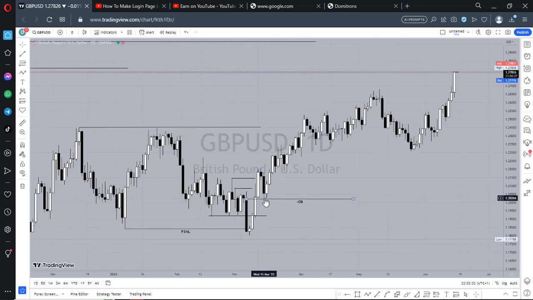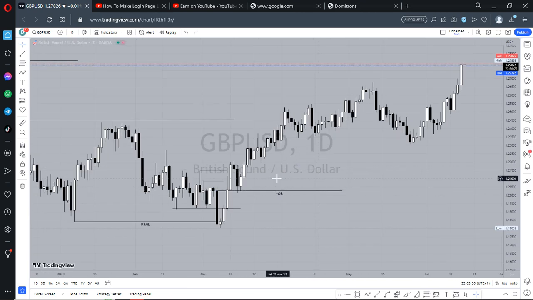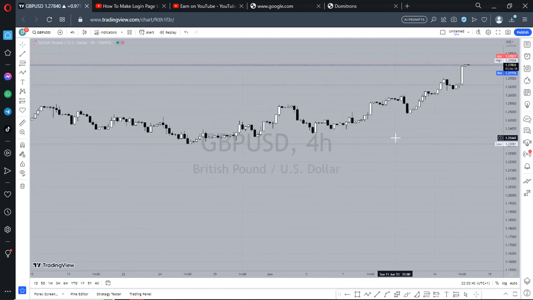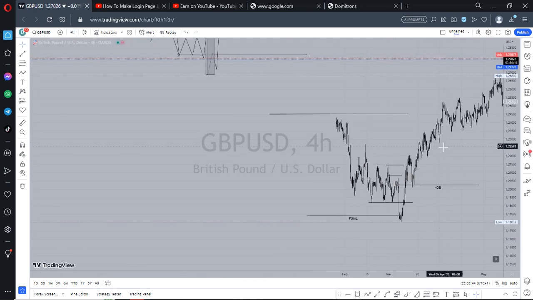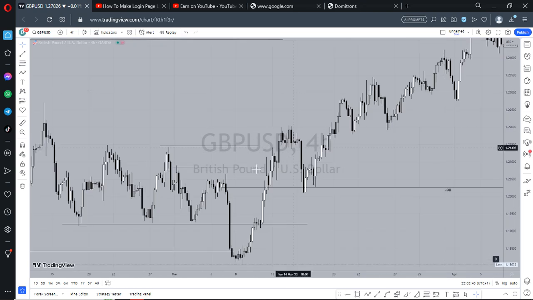So price traded lower, and we say to mitigate our order block. Now on the 4-hour, this will be seen as a breaker block. So we run down to our 4-hour time frame, and what happened? You can see right here the price actually trades backwards to the 4-hour order block, like a breaker block.